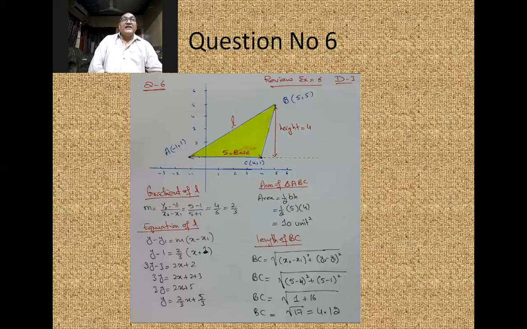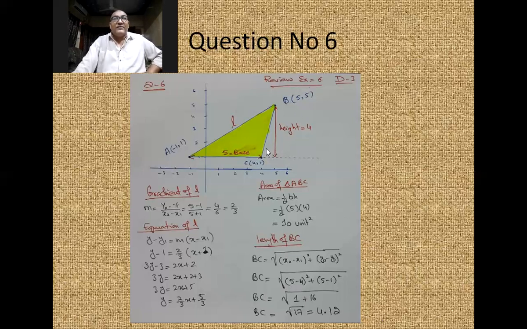The fourth part is the length of BC, giving your answer correct to 2 decimal places. So we have to find the length of this BC. The formula for the length is the square root of x2 minus x1 whole square plus y2 minus y1 whole square. So we will use the coordinates of B and C and put them in the place of x2 and x1, y2 and y1. Here you can see I substituted them.